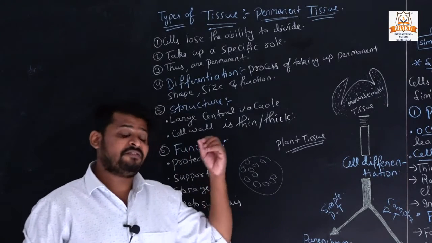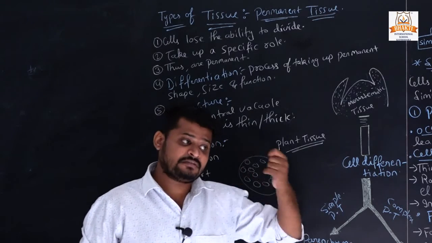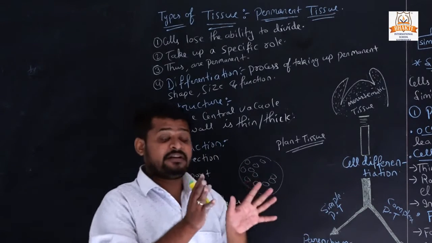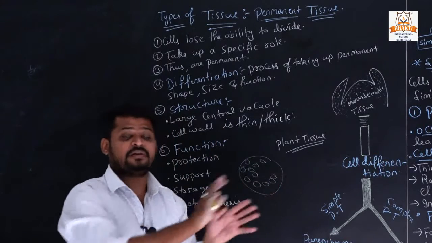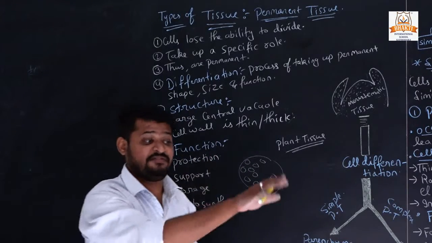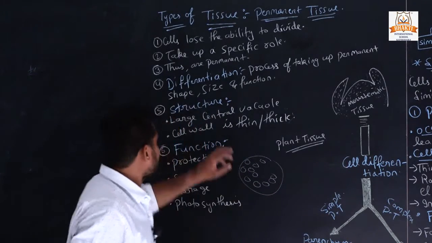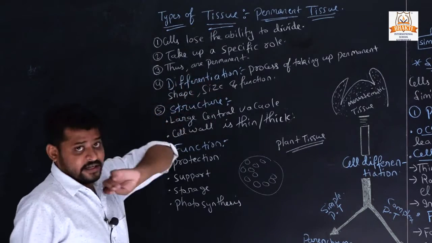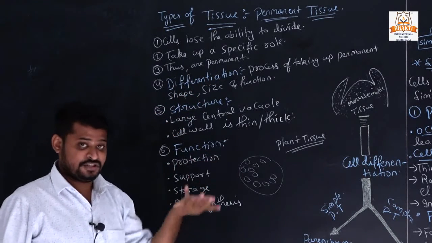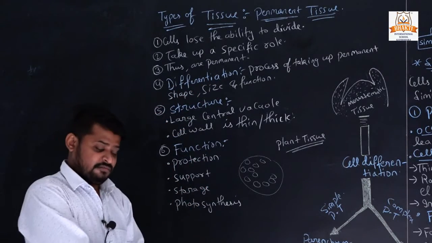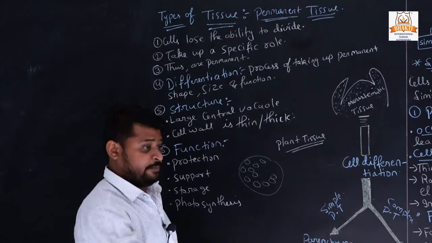Whatever function and role is given once, it will do the same function its whole life. They are permanent, they will never change. When a cell dies, it will be replaced by the same type of permanent tissue.